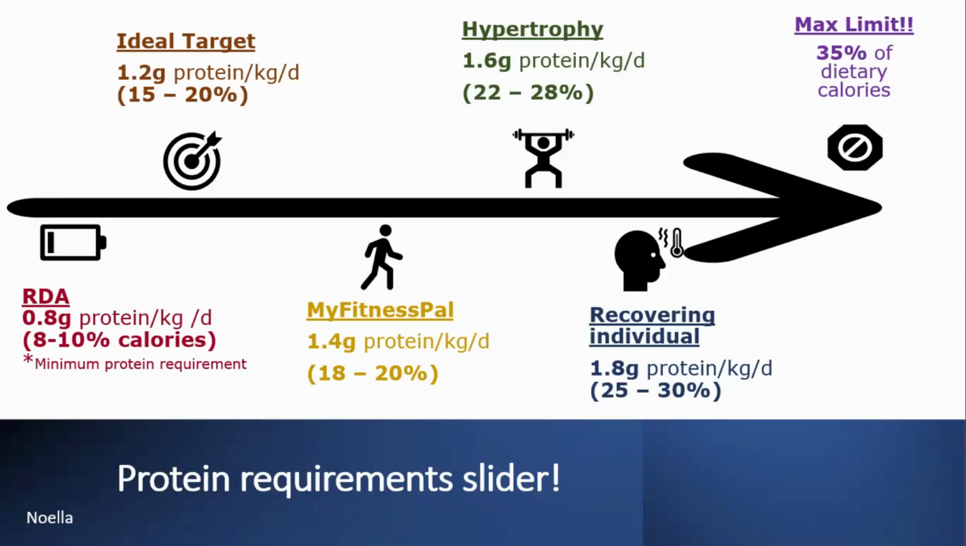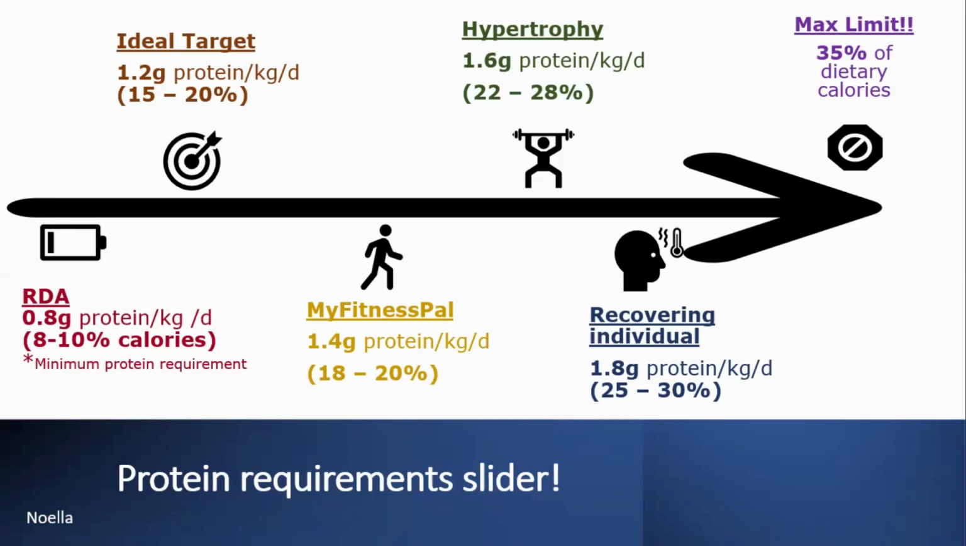Firstly, we have the RDA, which is the recommended dietary allowance. It is the minimum dietary protein that is required per day for optimal body functioning. And remember, this is not a number that we need to target. This is just the base amount that is required for our regular body functioning.